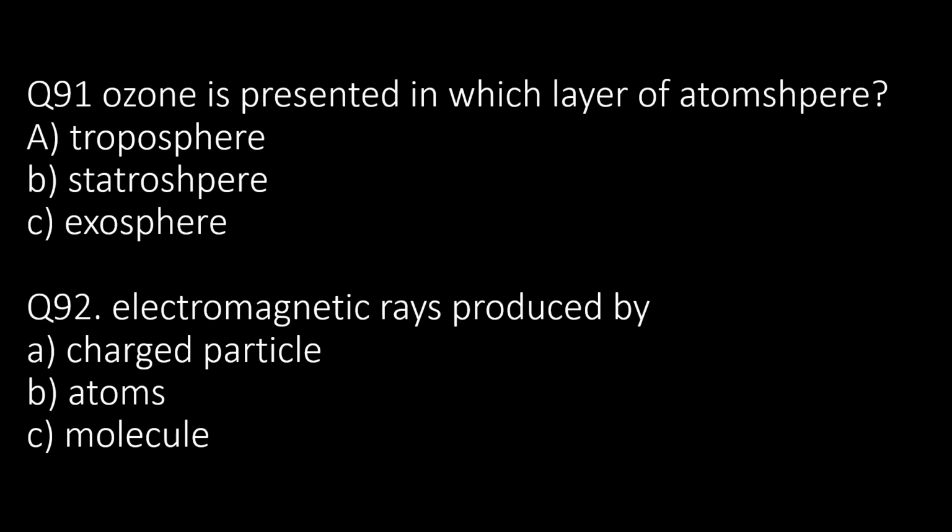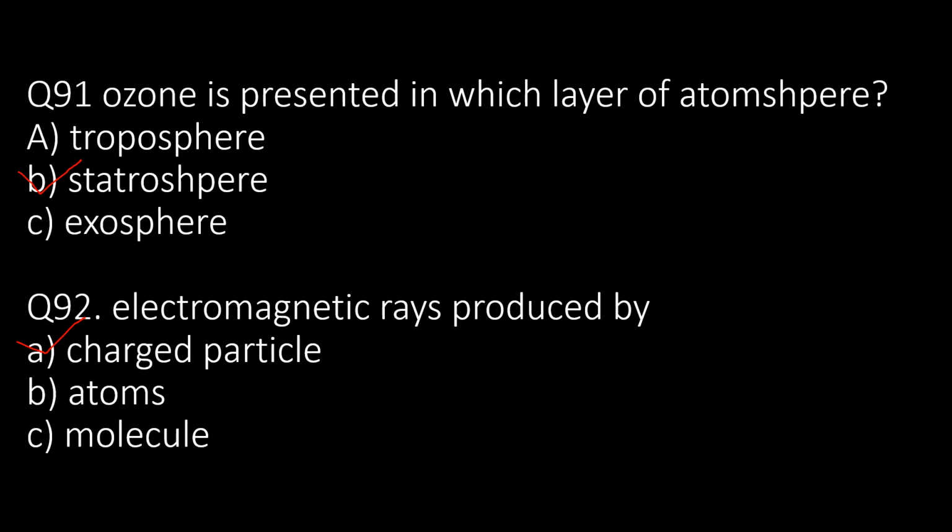Our next question is ozone is present in which layer of atmosphere? And the right answer is option B, stratosphere. Second layer of atmosphere from the surface of the ground. Our next question is electromagnetic rays produced by, and the right answer is option A, charged particles.